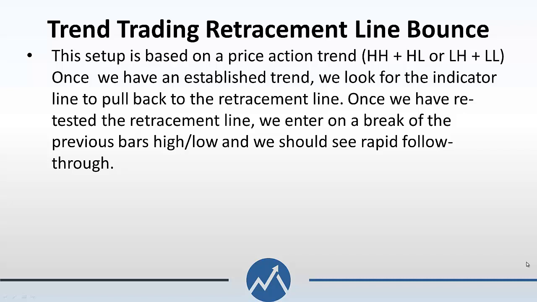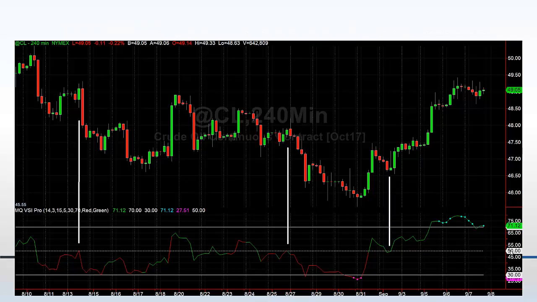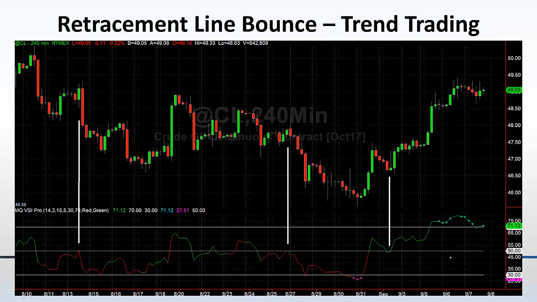Once more, the setup is retracement. The trigger is break the previous bar's high or low if we're bearish. So here's crude oil on 240-minute price chart. By the way, this was before the big sell-off we had on Friday, and this was the volume retracement setup, and we were looking at a pennant pattern here.